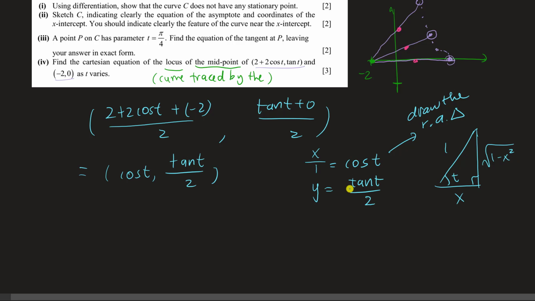And to find tangent t would be rather easy now. y would be, what's tangent t? Opposite over adjacent, right? So opposite over adjacent, which will give you root 1 minus x squared over 2x. y equals root 1 minus x squared over 2x would be the curve traced by these midpoints, these red color dots. And that concludes this question.